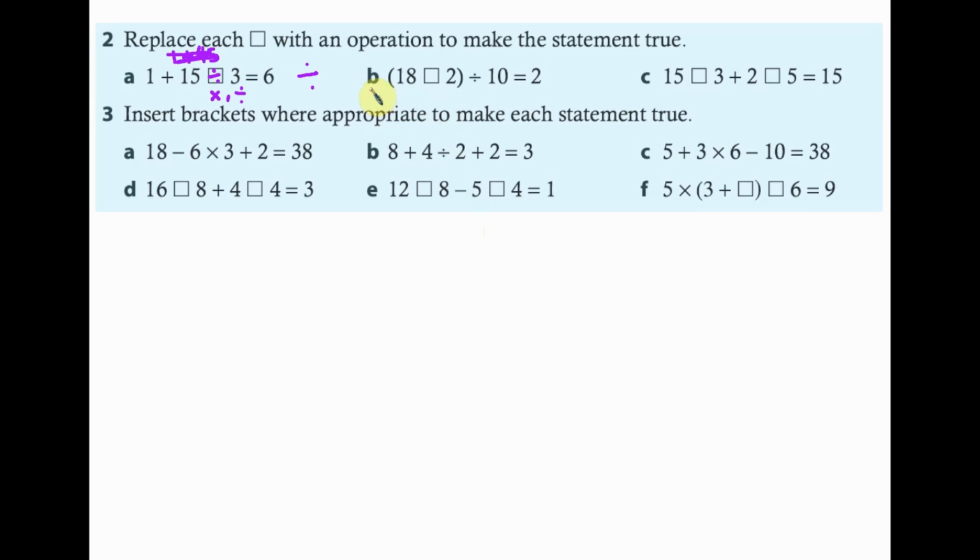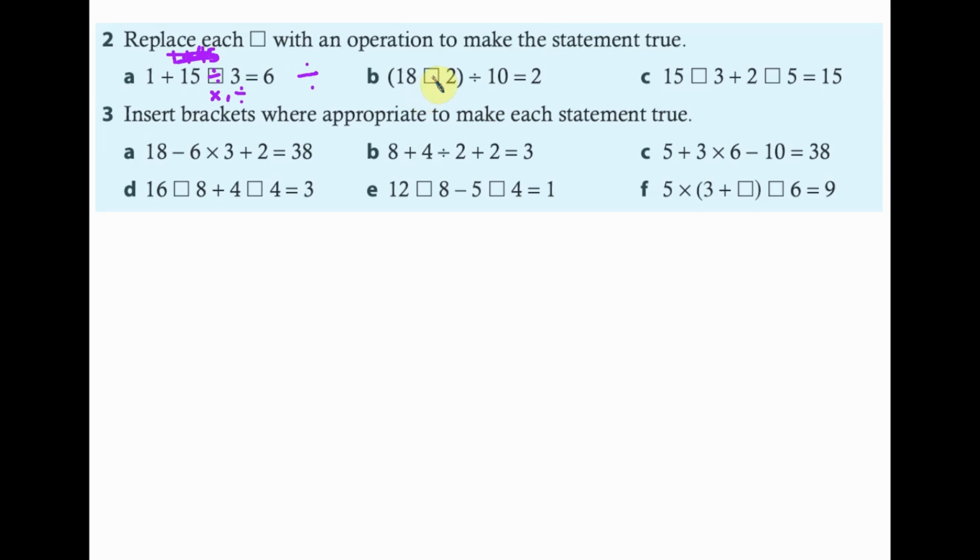And in part B, it looks like I have to perform this one first because before the division, I have to perform the parenthesis. 18 with what operation to 2, and then divide by 10, will I get 2? So pause this video before I reveal the answer, and then we'll check together.